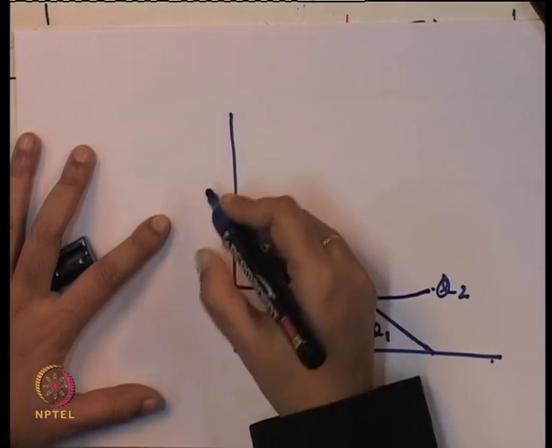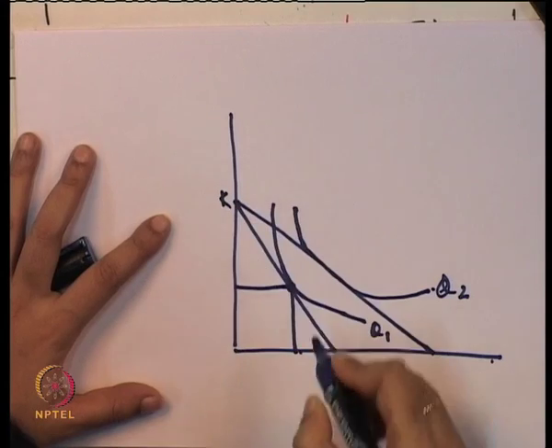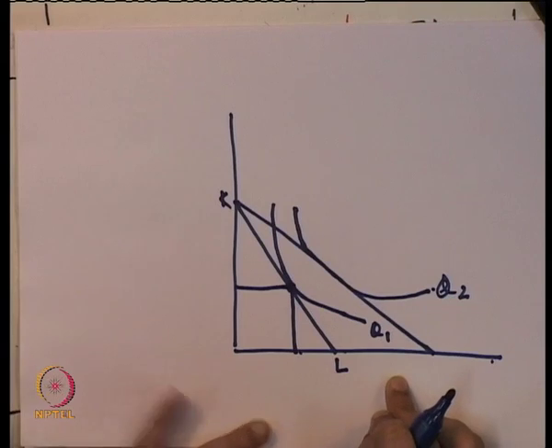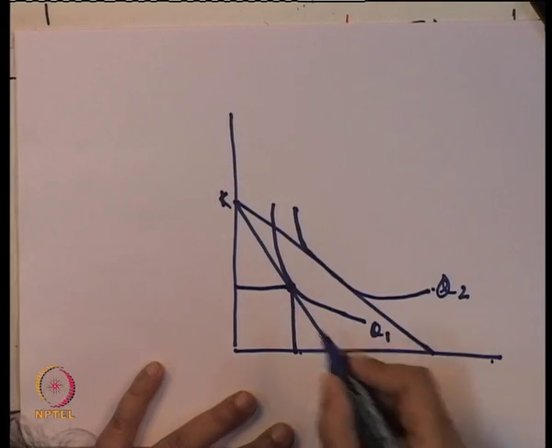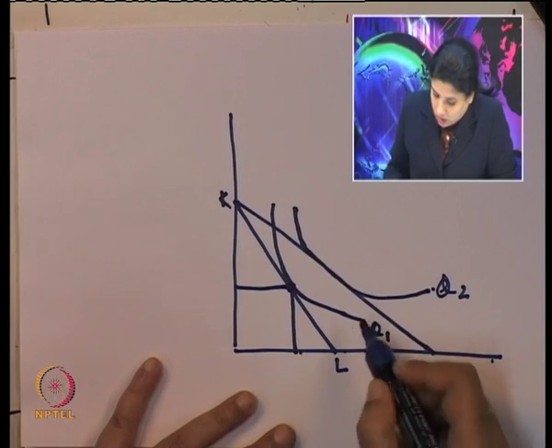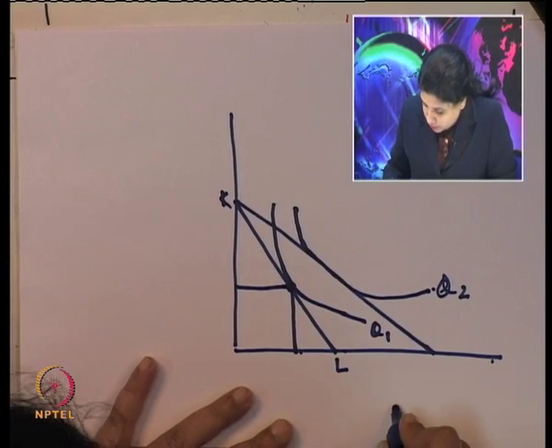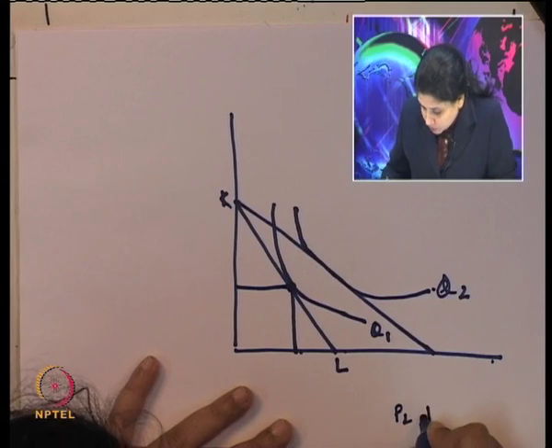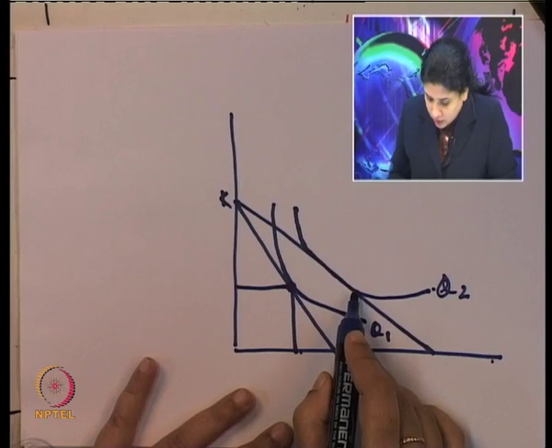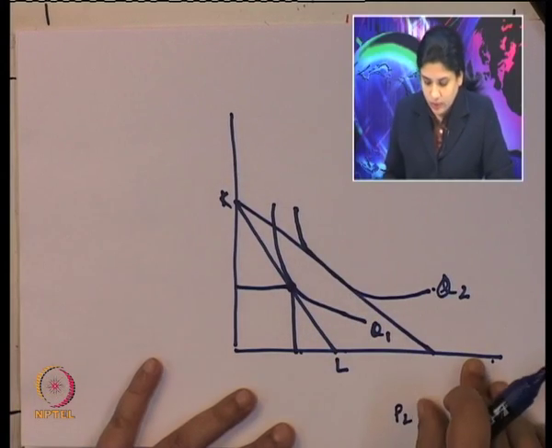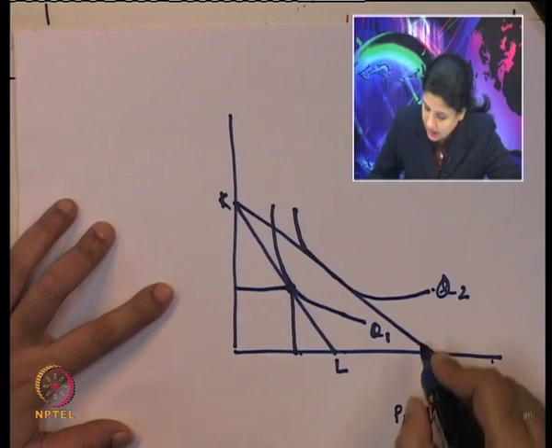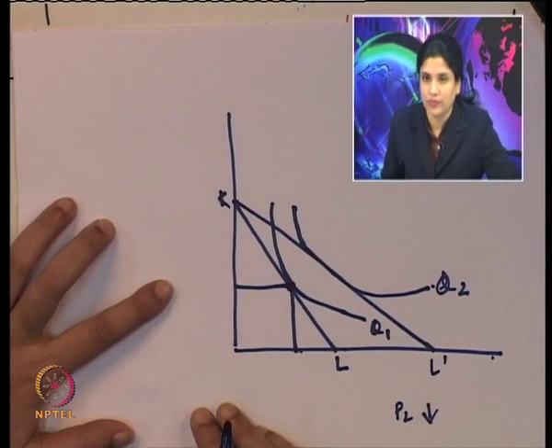So, initially this is the isocost, KL is the isocost, Q is the output, Q1 is the isoquant, and this is the level of output. Now, the price of the labor input decreases. If you look at the isocost, it will change from KL to KL dash.